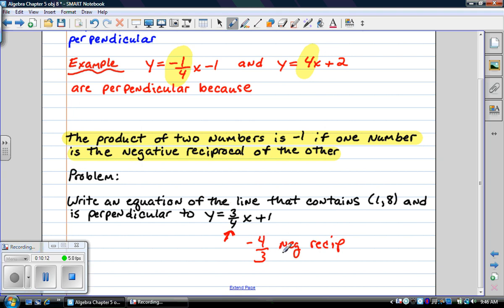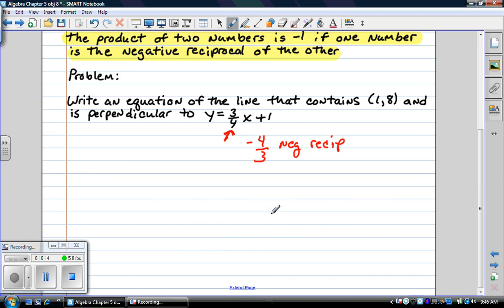So now I know that I'm writing a line whose slope is negative 4/3 and must contain this point. My x value is going to be 1, my y value is going to be 8. I'm going to replace y with 8 and x with 1. So I'm going to rewrite this as 8.